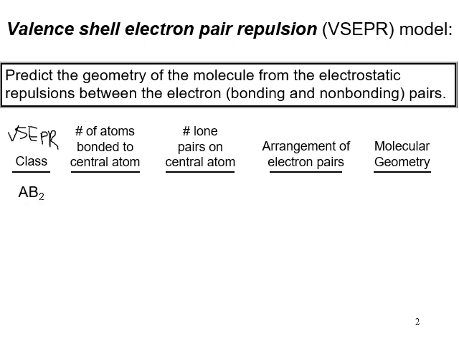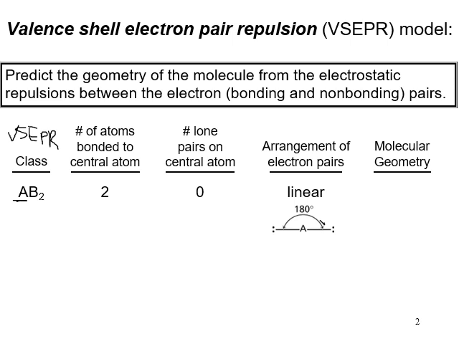So if we look at our first class, AB2, A is the central atom, B is the surrounding atoms. That means that this molecule only consists of a central atom and 2 surrounding atoms. So the number of atoms bonded to the central atom would be 2, number of lone pairs would be 0, the arrangement would have to be linear. And that's because these electrons want to get as far away from each other as they can. The arrangement of the electron pairs is linear.